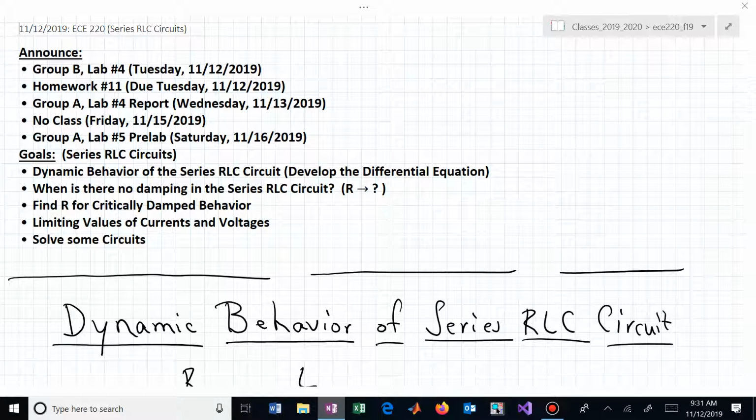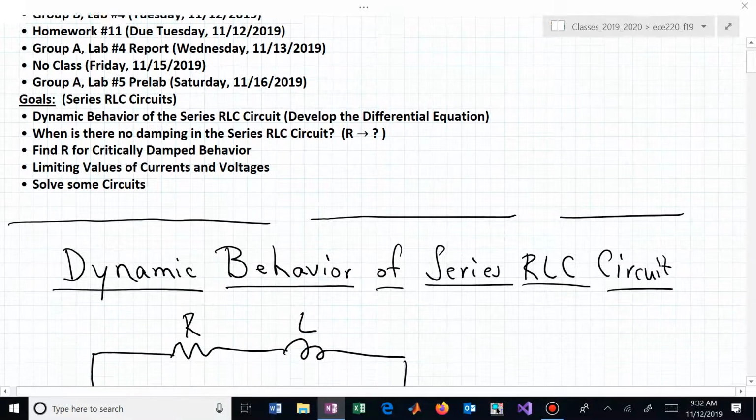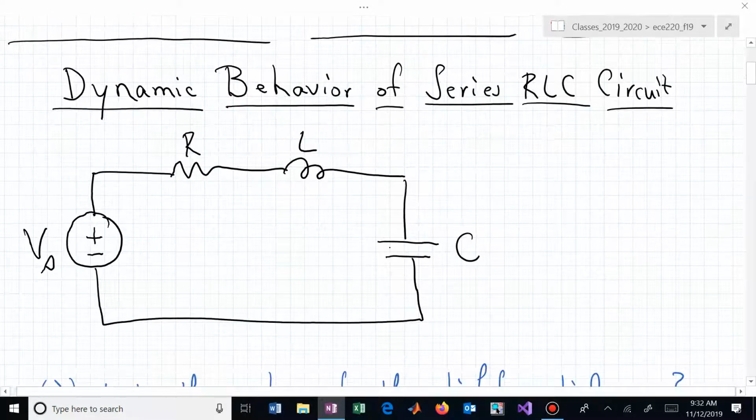We'll look at developing the differential equation. Then we'll convince ourselves or remind ourselves of where R is going when it now becomes completely oscillatory, this RLC series circuit. Its behavior is maybe different than the parallel in terms of what R does. Then we will actually go ahead and compute R to find a critically damped circuit, and we'll look at some limiting values of currents and voltages in some circuits given time.